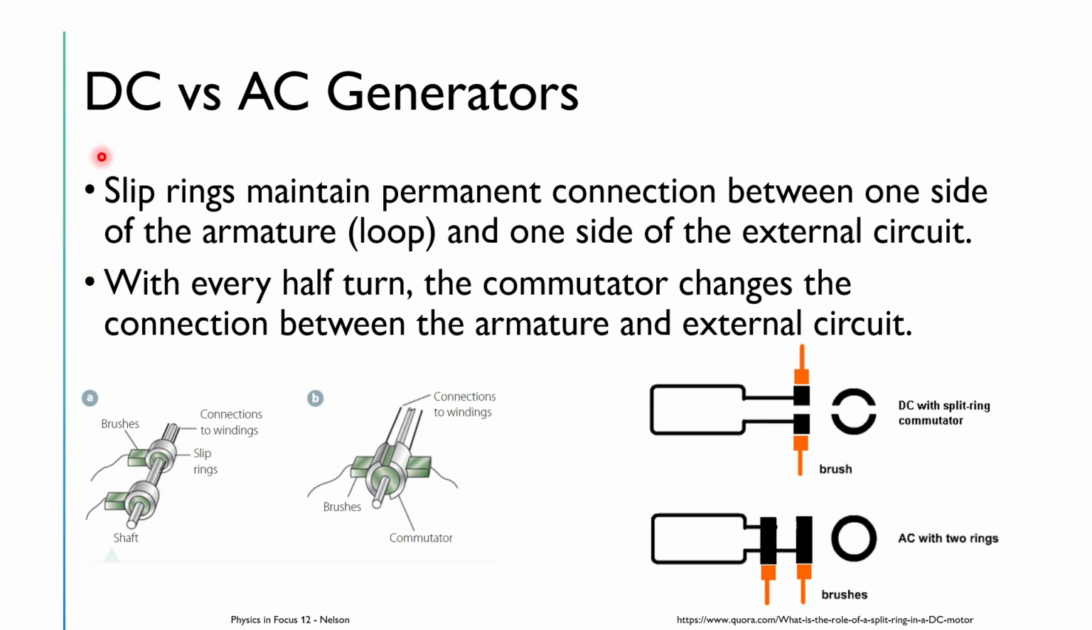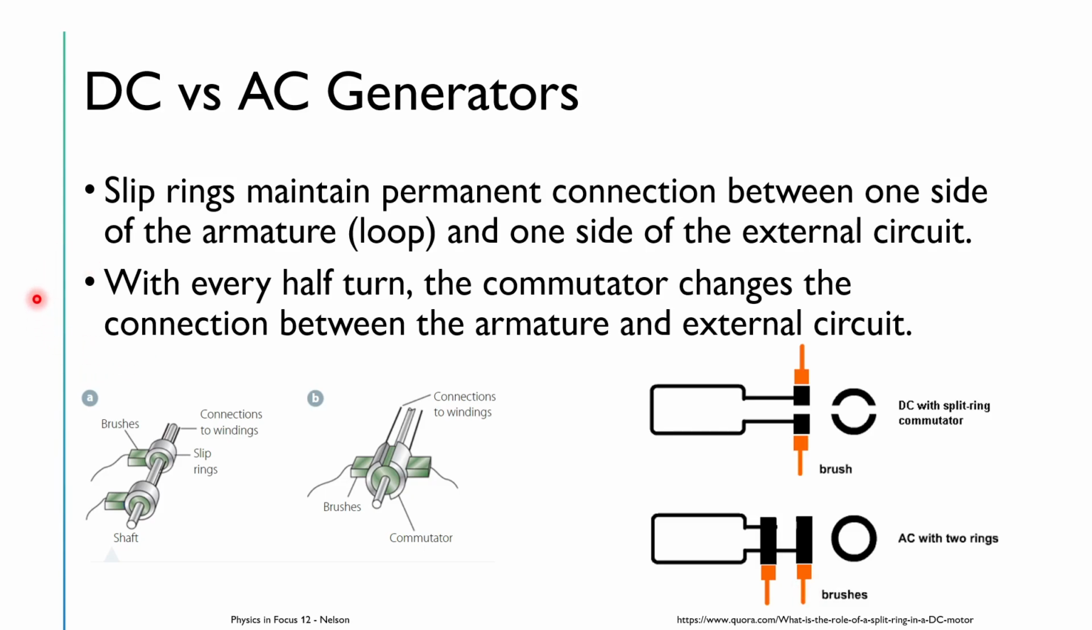In the case of an AC generator, we have slip rings which maintain a permanent connection between one side of the armature. So if we look at this diagram over here, what's essentially going to happen is that the coil is going to be free to spin. And in the case of this side of the loop, it's always going to be in contact with this slip ring. It won't be in contact on the other side though. Instead, this wire will connect to the slip ring at the back. And essentially what you have here is that the loop is permanently connected to one of the slip rings at a time. This will generate AC, as with every half turn, the direction of induced current is going to flip.